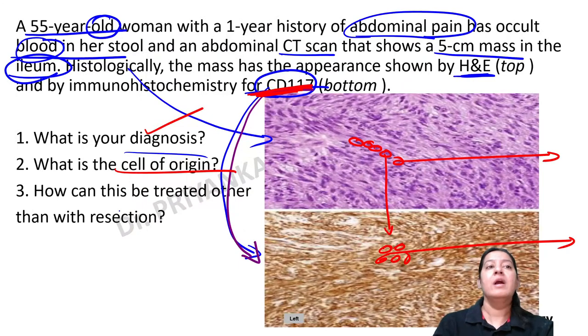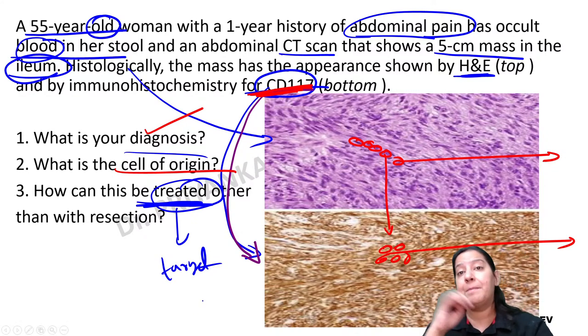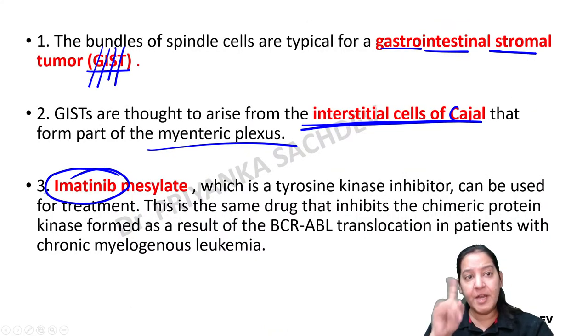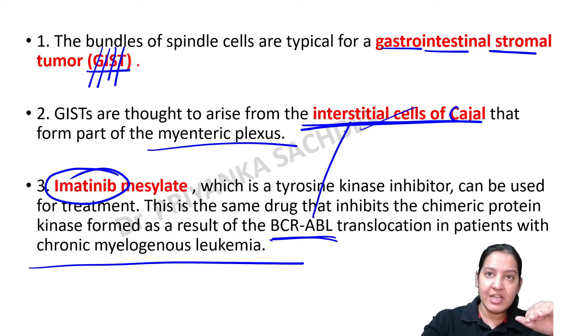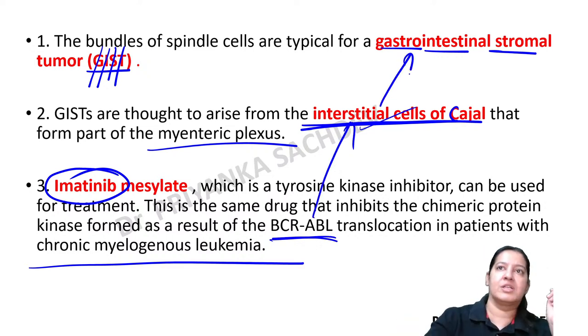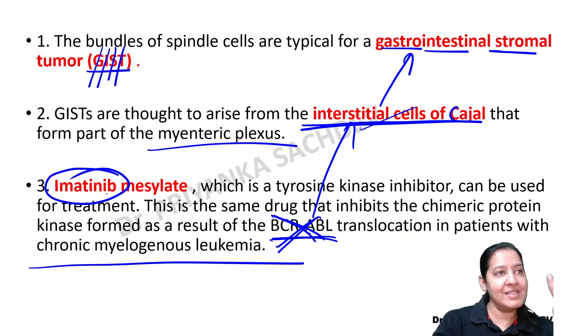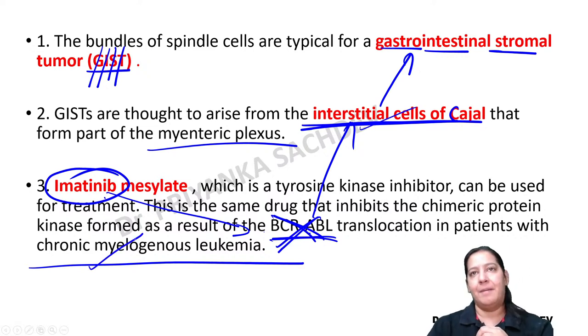What treatment will you offer? There is a targeted therapy available for this tumor. Whatever targeted therapies are available, MCQs come on all of them. What is the targeted therapy? The name of the targeted therapy is imatinib. Imatinib is also given in CML. There is a BCR-ABL translocation taking place, which is leading to malignancy in these cells. So you want to inhibit this mutation, and that is inhibited by imatinib. So imatinib is the drug of choice or targeted therapy for CML as well as GIST.